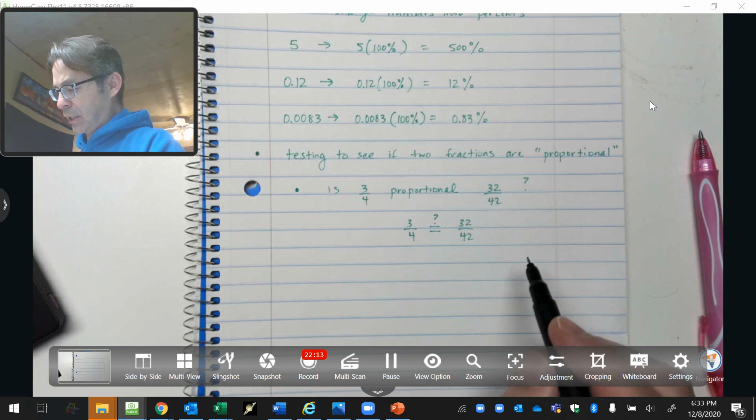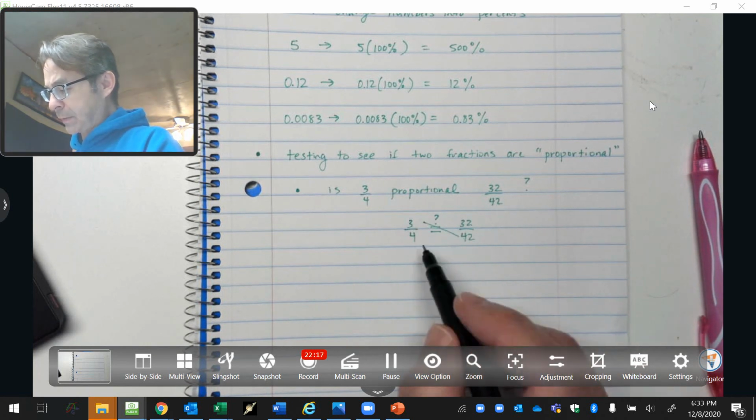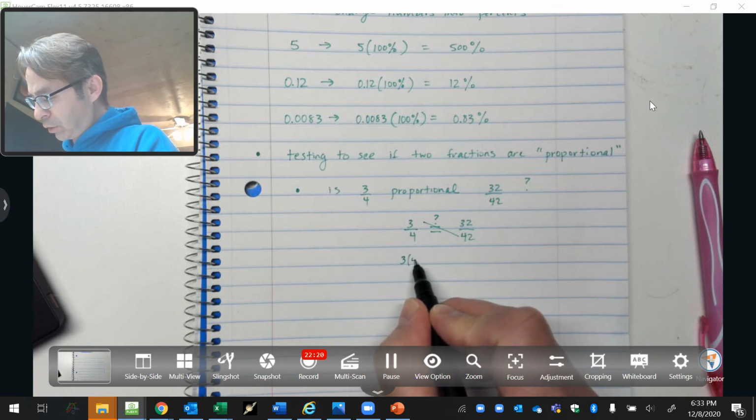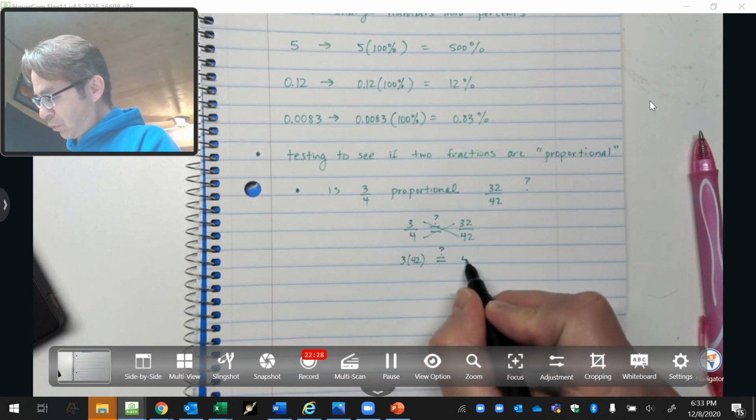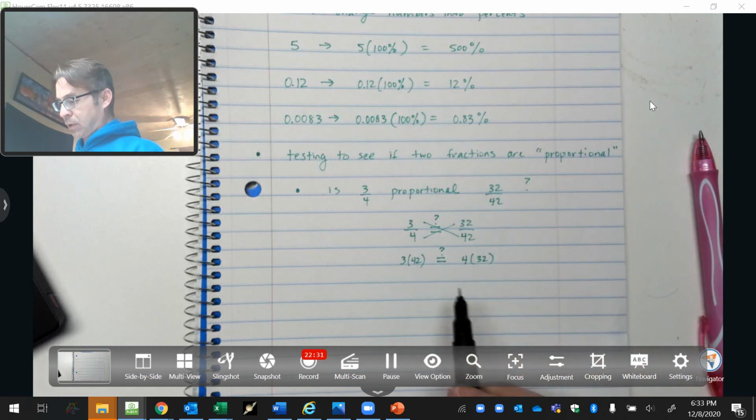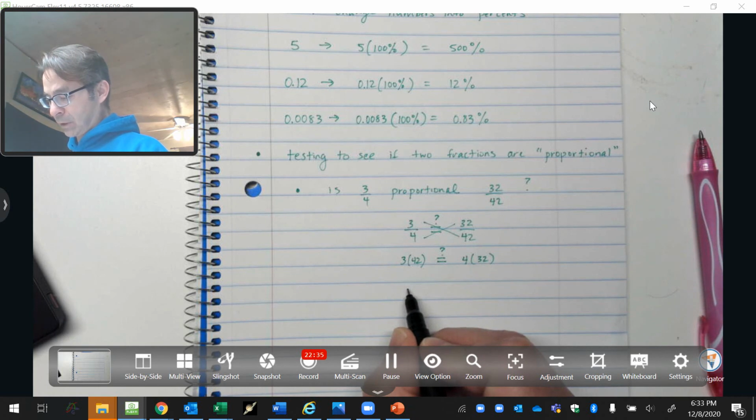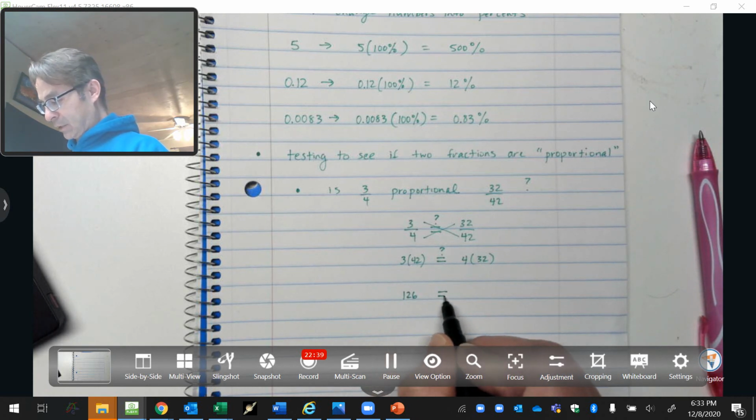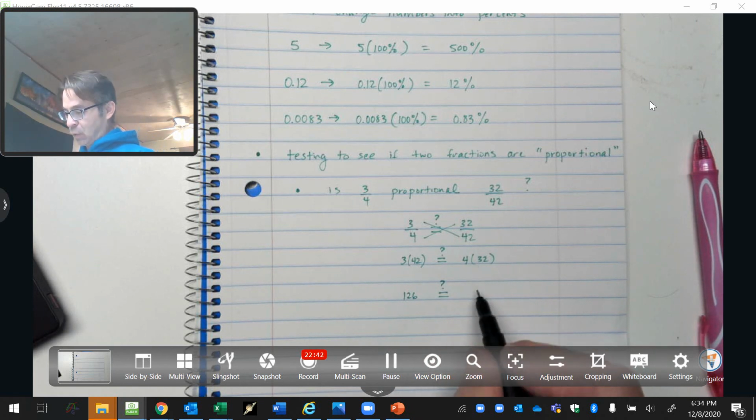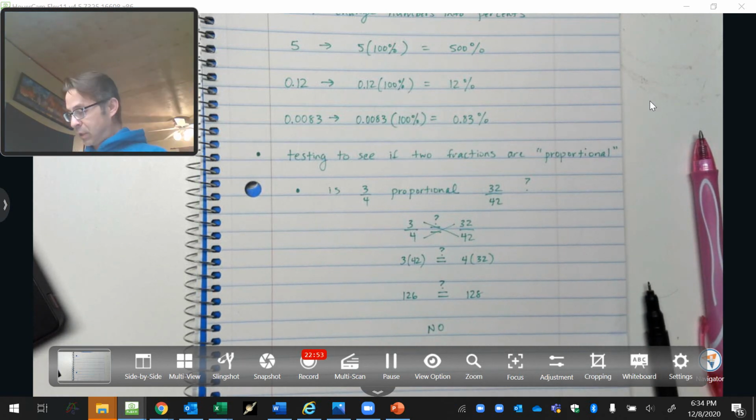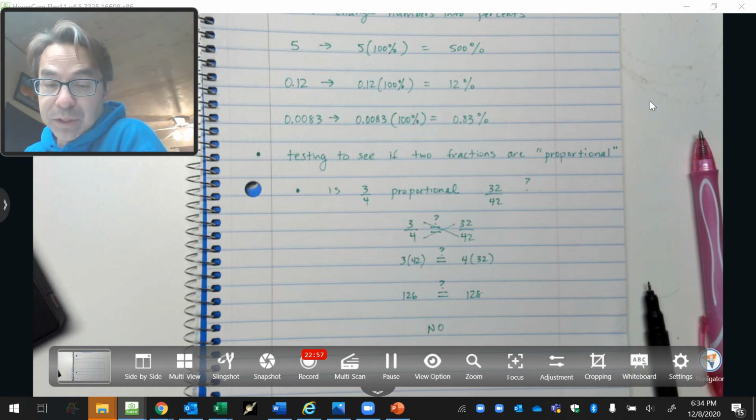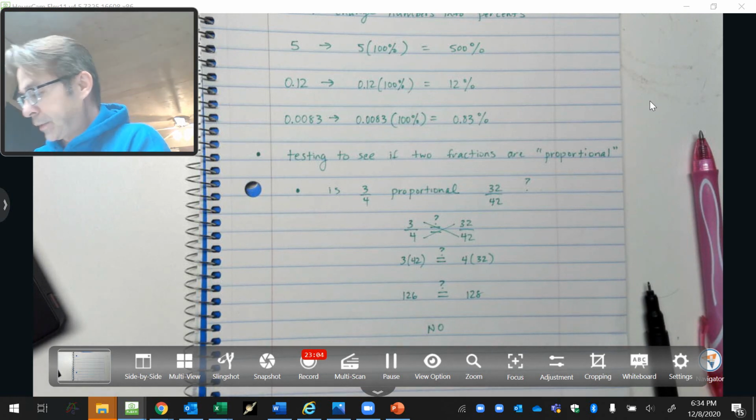The way you test to see is by multiplying the cross products. So on the left, we're going to write 3 times 42. Does that equal 4 times 32? And 3 times 42 is 126. Does that equal 4 times 32, which is 128. The answer is no, it is not proportional. If they're equal, then yes, it is proportional. If they are not equal to each other, then no, it is not proportional. It's pretty close though, which means 3/4 is really close to 32/42, but not quite.